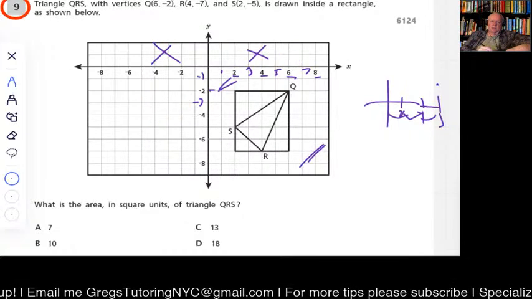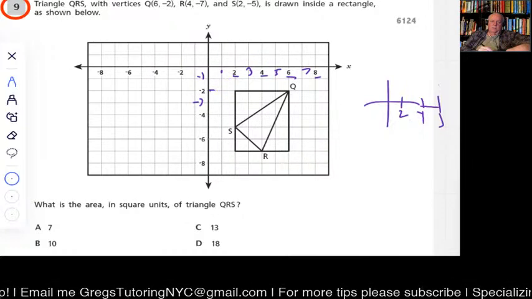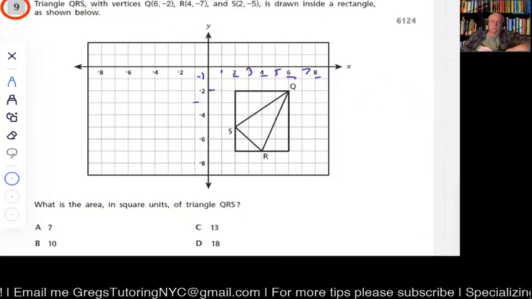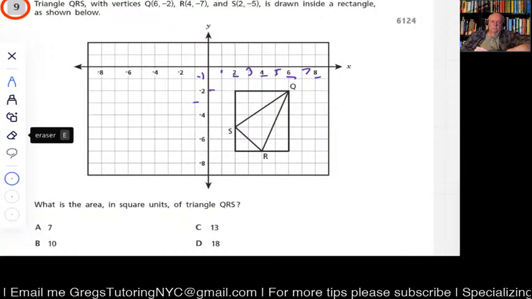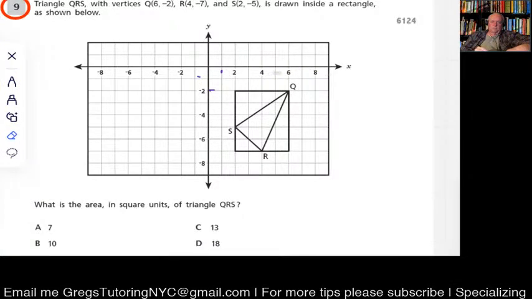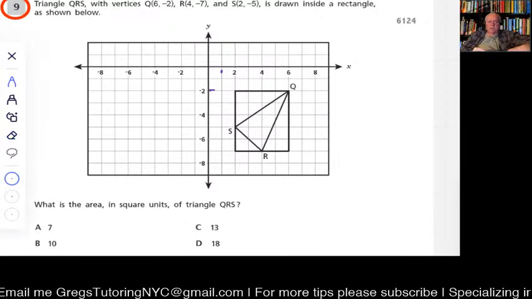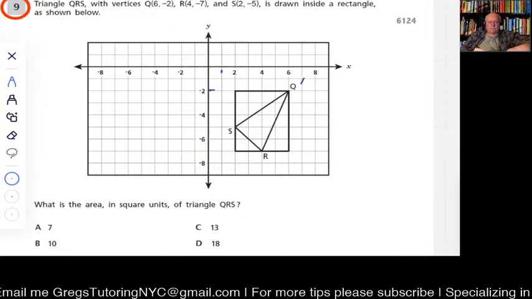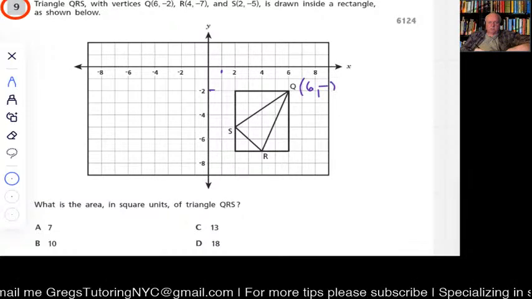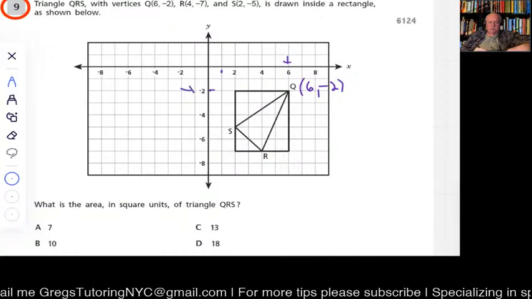So I'm going to label the points that they're giving us as well. So let's clean this a little bit. All right, so we're back to what they showed us. They're telling us that Q is (6, -2). And we can see that this is 6 here, this is -2 here, and that's where it goes, all right?